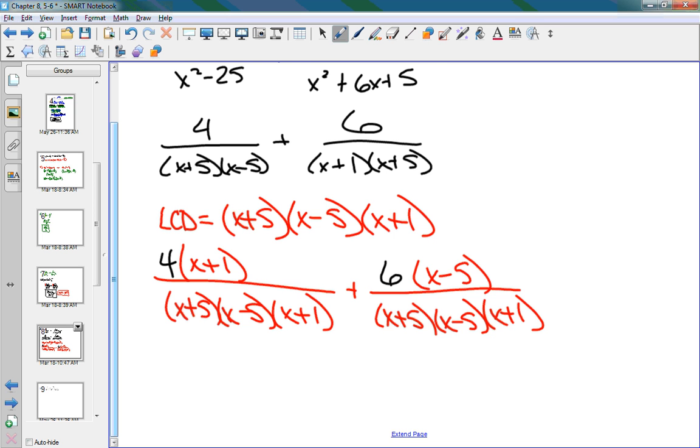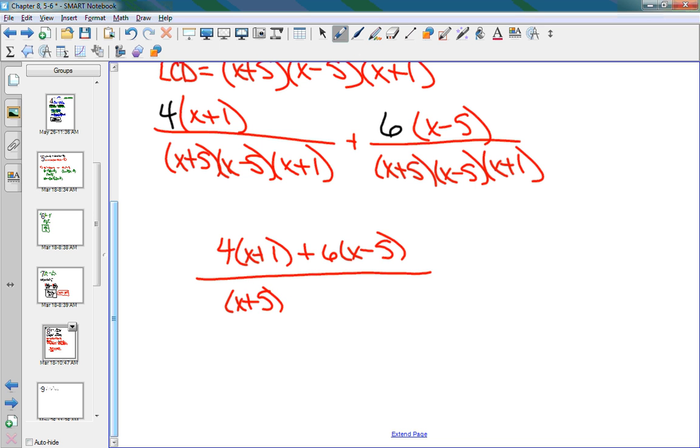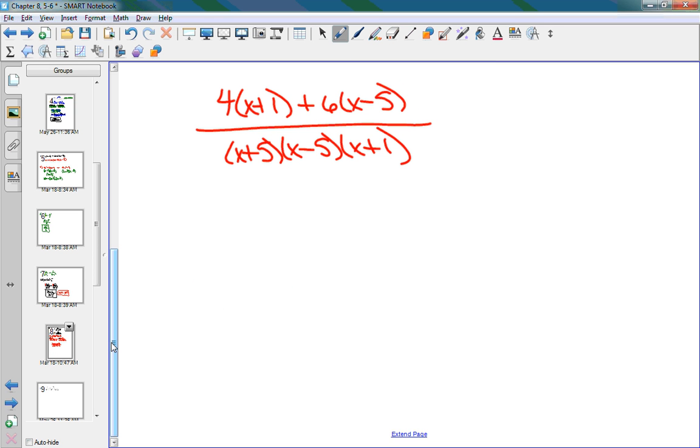Move into one house. So what do I do with my denominators? 4 times x plus 1 plus 6 times x minus 5 all over the denominator x plus 5, x minus 5, x plus 1. Now what do the parentheses represent? Boxes. What do we like to do with boxes? Unpack them. What do I do with these parentheses? We get rid of our boxes by unpacking them, so I need to distribute here. So 4x plus 4 plus 6x minus 30, all over this jump.